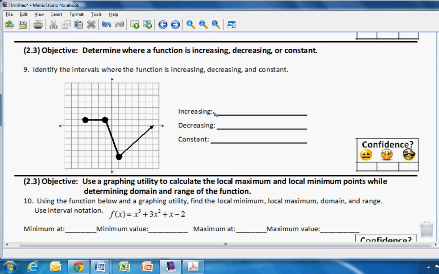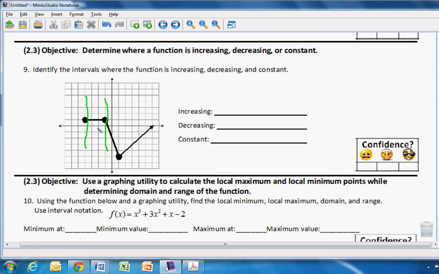So we're going to start down with number 9, and we want to figure out where this function is increasing and decreasing or when it's constant. So constant is going to be our horizontal line. And again, this is going to be in chunks like we're reading the domain. It's always going to be our x values. So from right here to right here, this function is constant. So we're looking on our domain, on our x-axis, where is it constant?